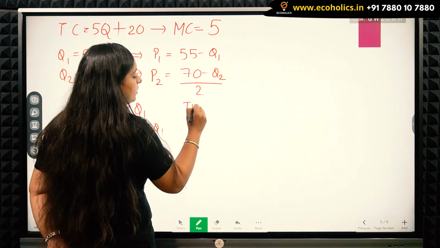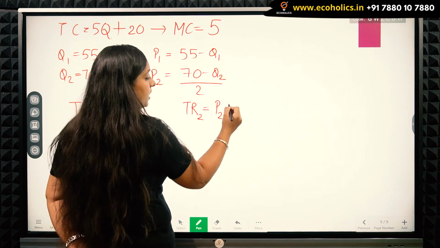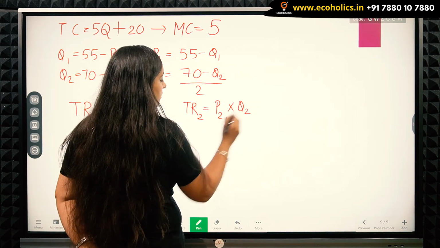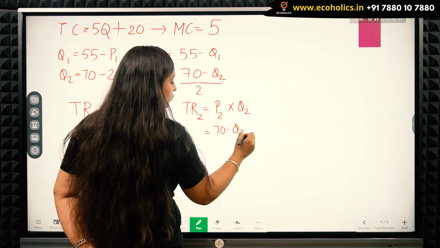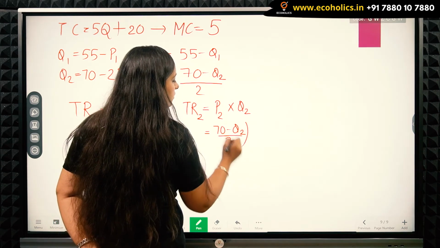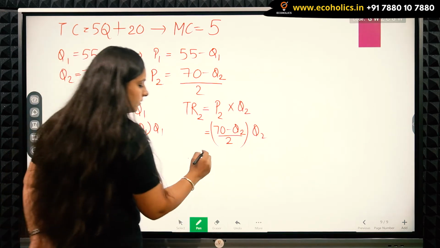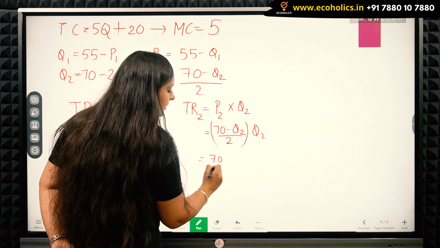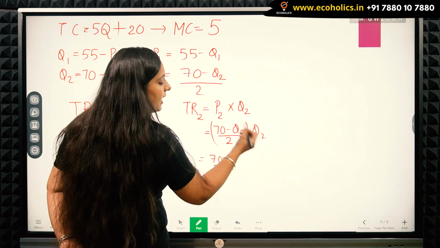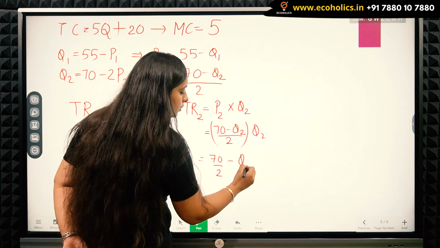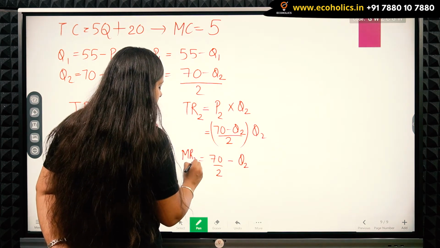Similarly, total revenue of the second market is price into quantity of the second market, so (70 minus Q2 upon 2) into Q2. This gives 70 by 2 times Q2 minus 2Q2 upon 2, so the marginal revenue of the second market is 70 by 2 minus Q2.